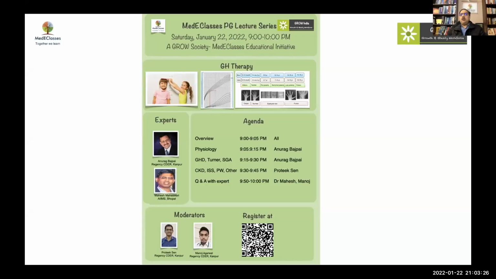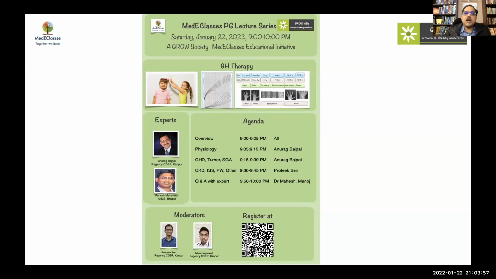A bit about what growth hormone and IGF-1 really are. Then I'll talk about the role in the classic indications: growth hormone deficiency, Turner's, and SGA. Dr. Prateek will then go forward with newer indications like chronic kidney disease, idiopathic short stature, Prader-Willi, and some experimental indications. Towards the end, over the last half an hour or so, we'll discuss the practical questions from a pediatrician's perspective, and how to answer them from an examination perspective.